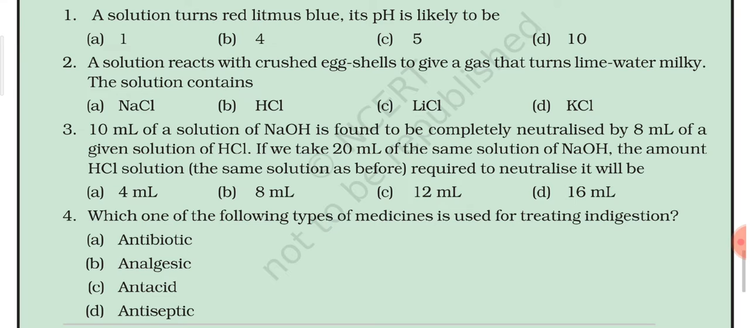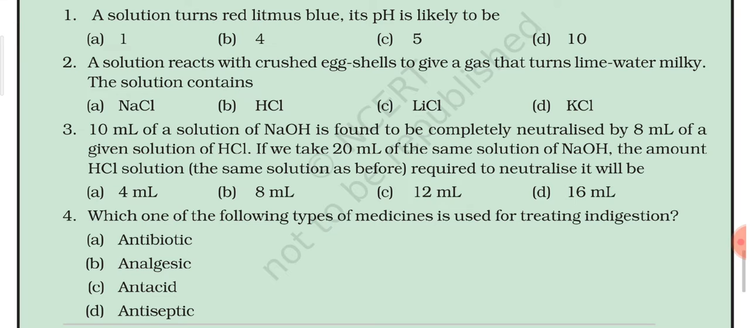So if you have taken double the volume of NaOH, which is 20 ml, then the amount of HCl solution, also having the same concentration as before, required to neutralize it will be double. So the answer for HCl is 16 ml, because for 10 ml of NaOH, 8 ml of HCl is required, and for 20 ml of NaOH, 16 ml of HCl of the same concentration is required to completely neutralize. So the correct option is D, 16 ml.